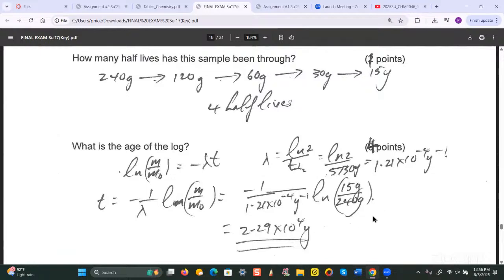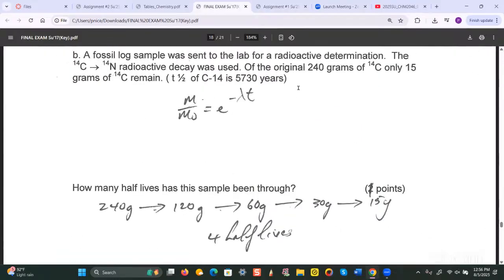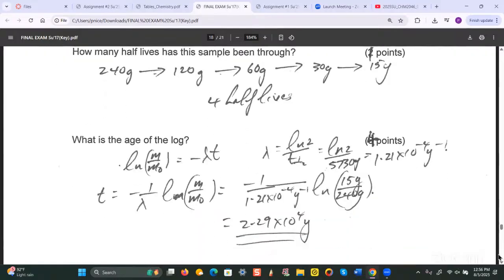And in fact, there's a much easier way of doing this. All we have to do is multiply the half-life by 4, because we know that to go from 240 grams to 15 grams, it takes 4 half-lives, right? And we already know what the half-life is. The question gave us the half-life, which is 5730. So that's even an easier way of doing it. So you should get the same result. So 4 times 5730 gives the same result, right? 2.29 times 10 to the 4. So more than one way of doing the same thing, all right?